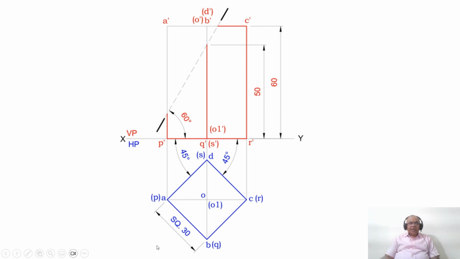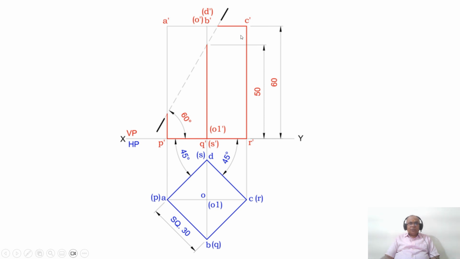Then as you look from the front view, ABCD is the top surface, and A dash is visible, B dash is near to the observer, it is visible, C dash is also near to the observer, it is visible, and D dash is away from the observer, so it is invisible. As you look from the front view, O is near to the observer, so O dash becomes bracketed. Similarly on the bottom side you will have P dash, Q dash, R dash and S dash in brackets and O1 dash in bracket.